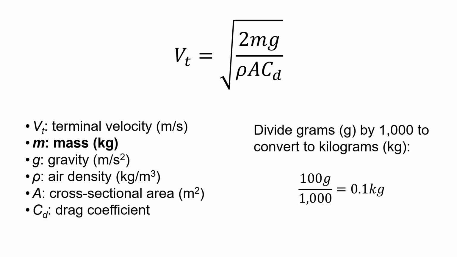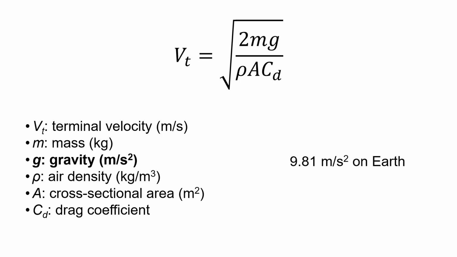The mass must be measured in kilograms, so be careful with your units. If you're doing this as a science project at home, you might be using a kitchen scale that measures in grams, so you can convert grams to kilograms by dividing by 1,000. For example, 100 grams divided by 1,000 is 0.1 kilograms. G, the acceleration due to gravity, is 9.81 meters per second squared on Earth, although this value would be different on a different planet. So for example, if you want to calculate the terminal velocity of a spacecraft landing on Mars, you would need to look up this value for the gravity on Mars.